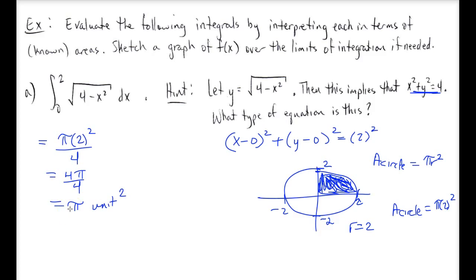And that pretty much is it for that problem. So we interpreted it correctly, calculated the area, and interpreted it as, hey, we want 1/4 of the area of a circle, and plugged in everything from there. So let's move on to the next problem.